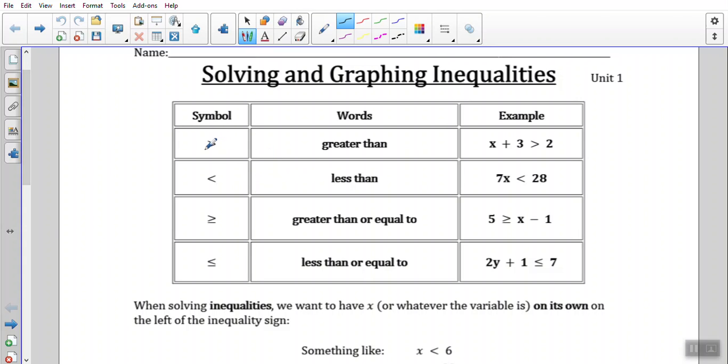We have greater, which we read as greater than. And here's an example, okay? And then we have less than. Here's an example. Greater than or equal to, that's how you say it. Here's an example of that. And then less than or equal to. And here's an example. So these are the types of inequality problems we're going to have in Algebra 2.